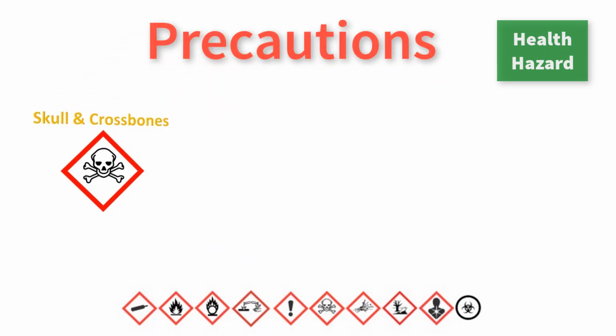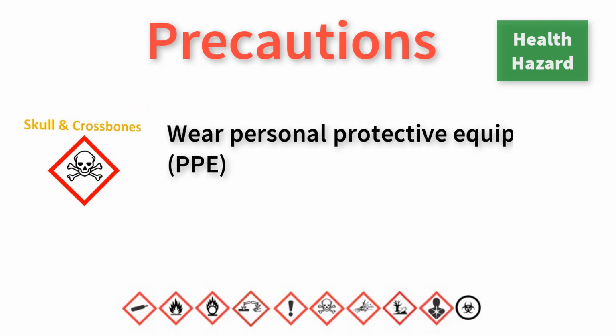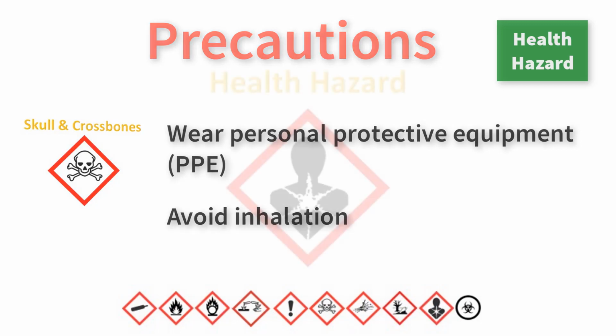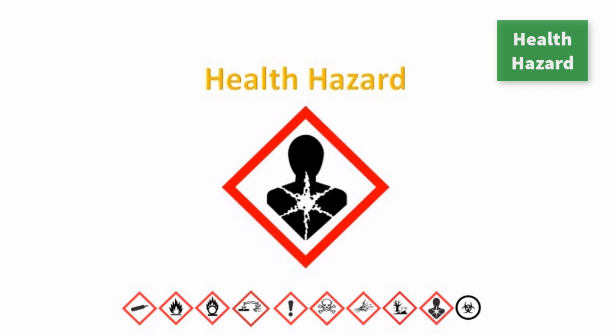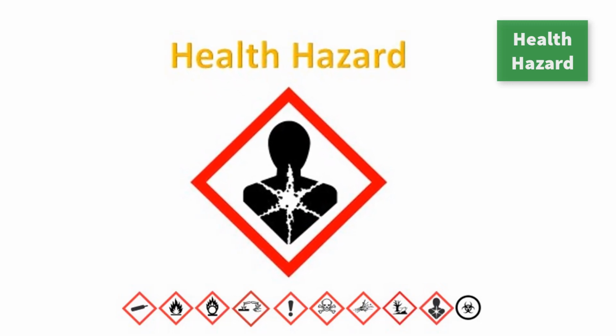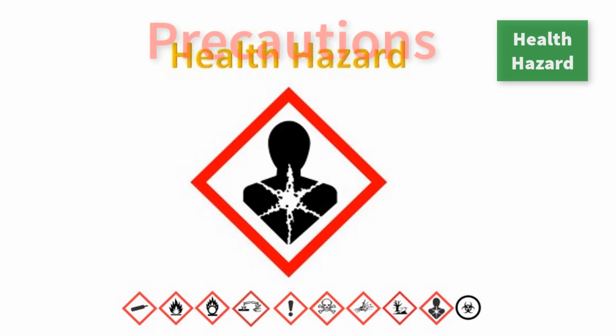Precautions to take with materials identified with the skull and crossbones symbol is to handle it with extreme caution, wear proper personal protective equipment, and avoid inhalation. The next symbol to introduce is the health hazard pictogram. This symbol warns that the substance is poisonous and is immediately dangerous to health. It also may be fatal or cause permanent damage as a result of repetitive exposure.